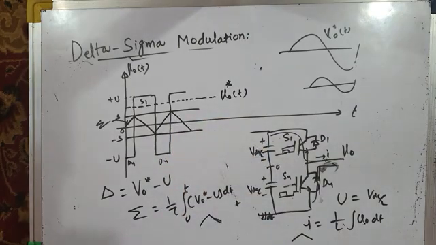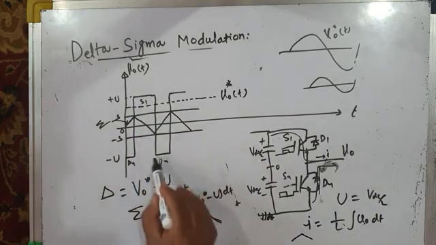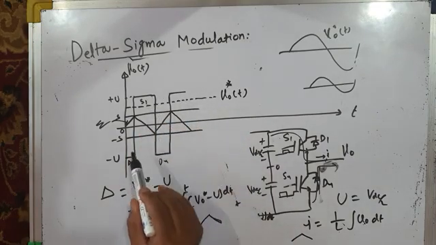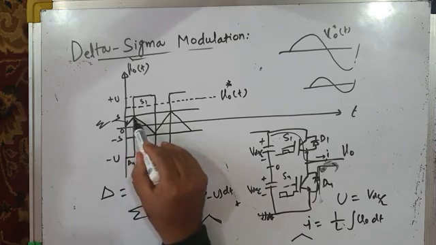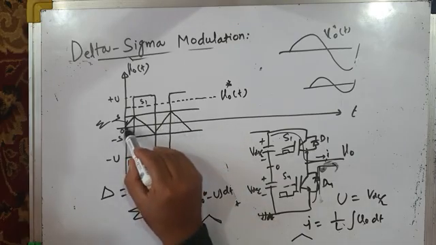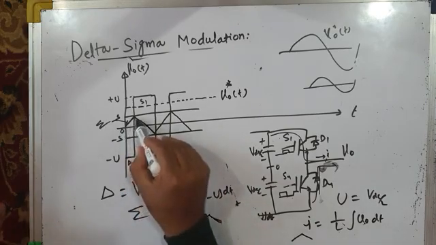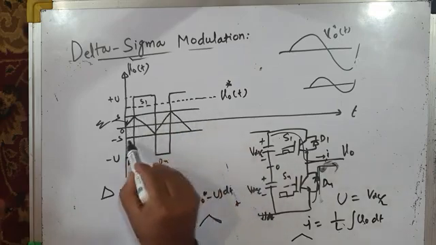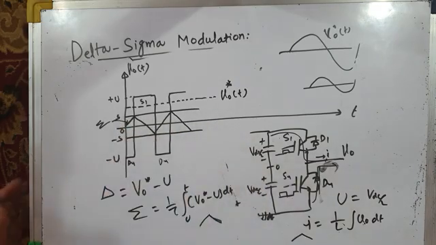So therefore you are now controlling the inverter output voltage, the pole voltage. You are controlling it by maintaining sigma. What is sigma? Sigma is the integration of the error within a narrow hysteresis band of plus minus S. This is how you achieve it.